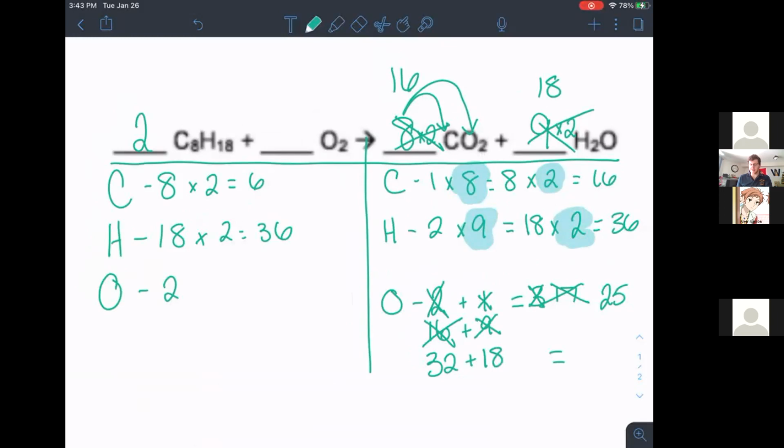So now how many oxygens do I have? Not 25, but 50. 50, which means how do I get my oxygens to match? Multiply by 25. Multiply this side by 25. How do we feel on that one?